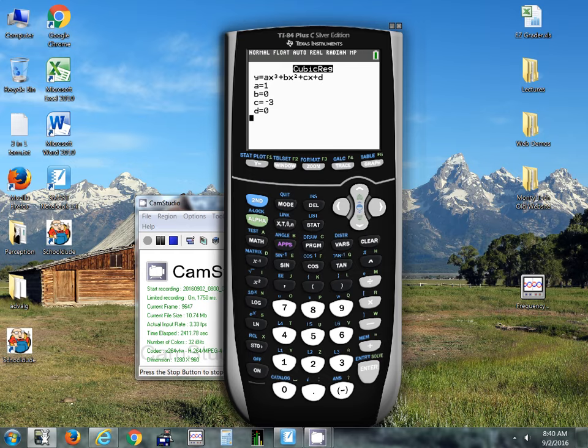And it tells me that the function that would go perfectly through all those points, I just plug these numbers into what's above. So it's x cubed plus 0x squared minus 3x plus 0. Right, so I'm going to type that in. X cubed minus 3x. So that is the function that goes perfectly through those data points.